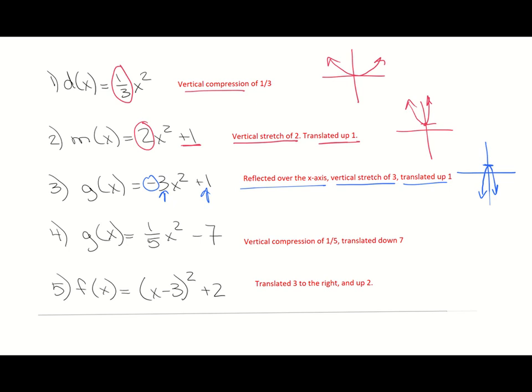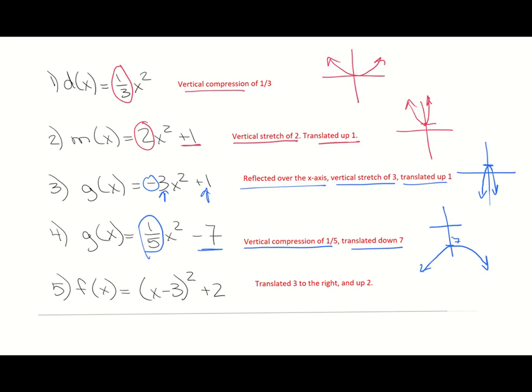Number 4 says g of x equals 1/5 x squared minus 7. Since the number in front of the x squared is less than 1, it's showing vertical compression, and the minus 7 all by itself means that it's translated down 7. So if I was going to graph this, just say this is at negative 7, it's going to go down 7, and this graph is going to be very wide because it has a vertical compression, which means it's wider.